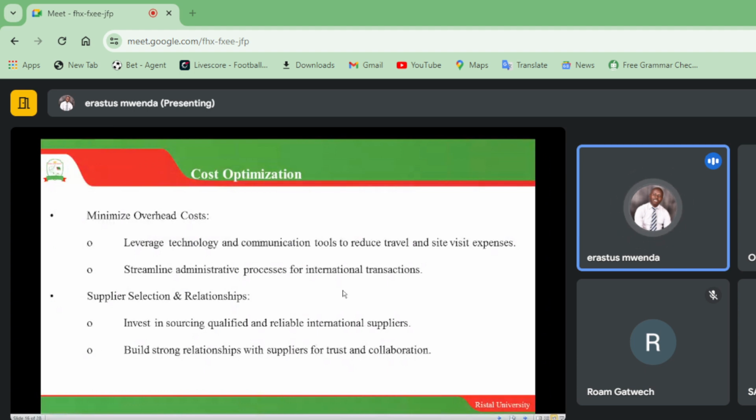Another way of cost optimization is the supplier selection and relationships. So number one, we can invest in looking for very qualified suppliers and those suppliers that are reliable. And also the other one is to build a strong relationship with suppliers for trust and collaboration.